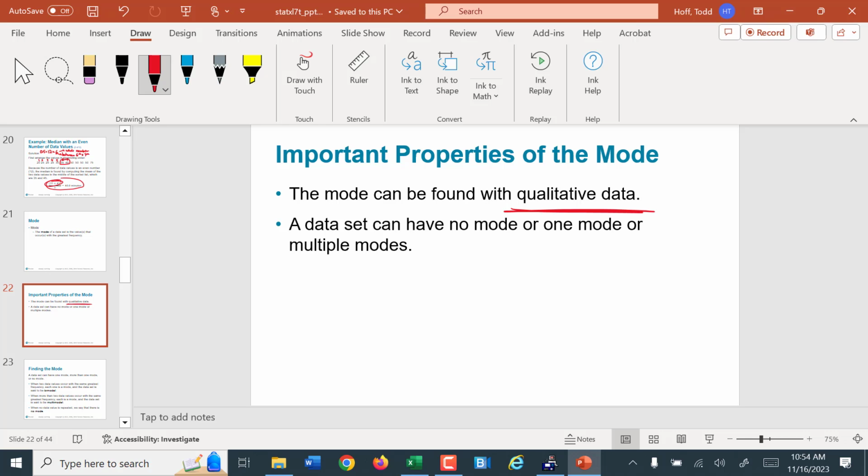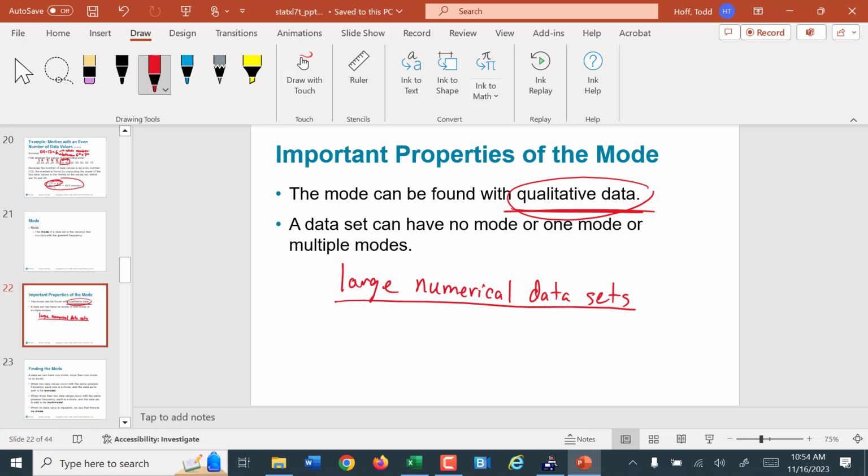The thing with the mode is the data set can have no mode, or it can have multiple modes. For numerical data sets, really the mode is only useful for large numerical sets. If it's a small numerical set, the chances are that there's not going to be a mode. There's not going to be numbers that are repeated often enough to create a mode. So it's used either for large numerical sets or, again, for qualitative data sets.